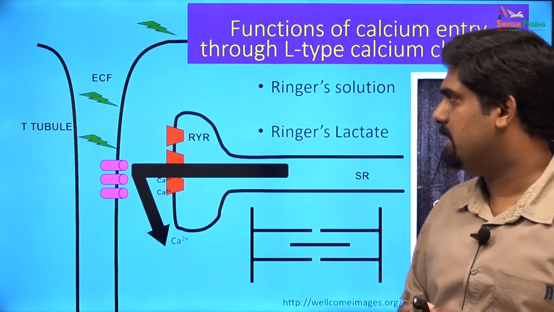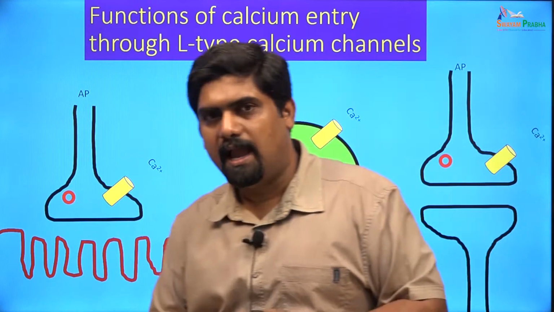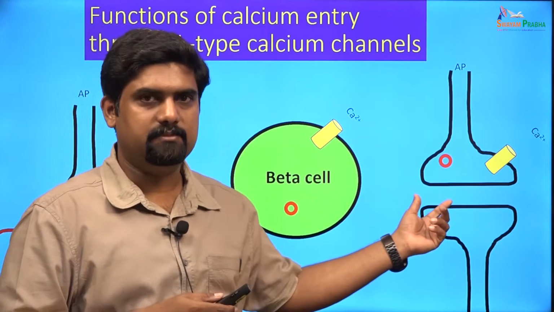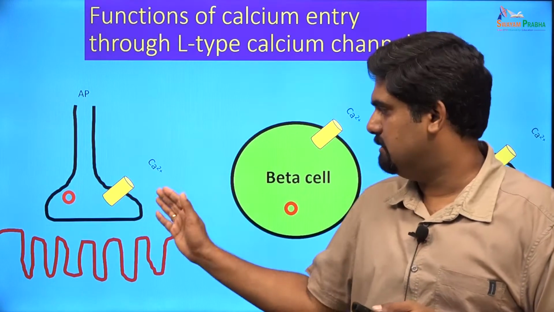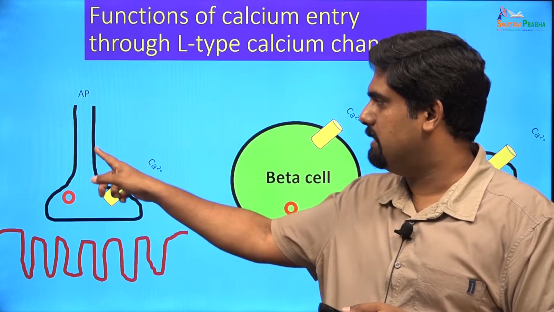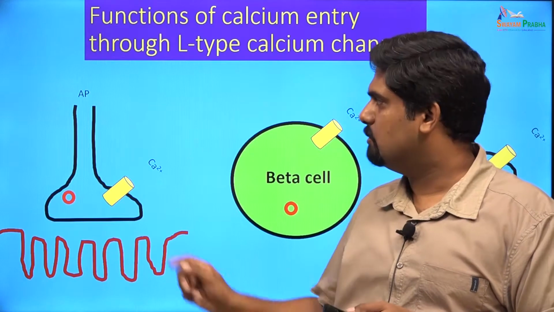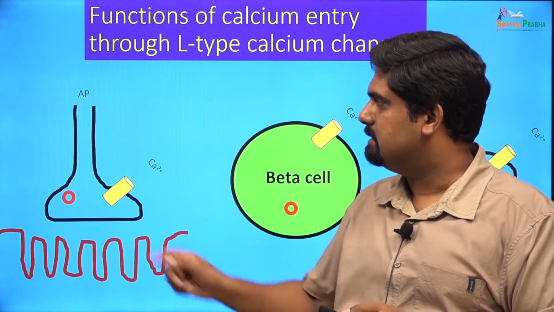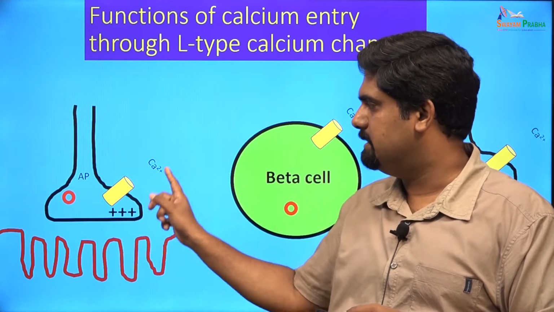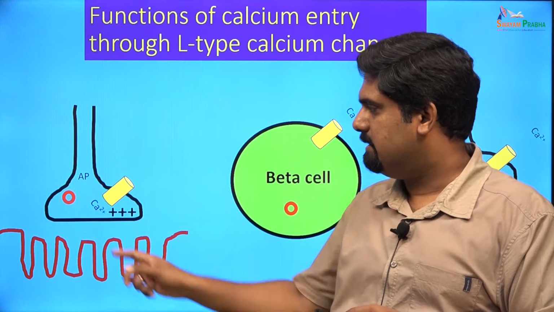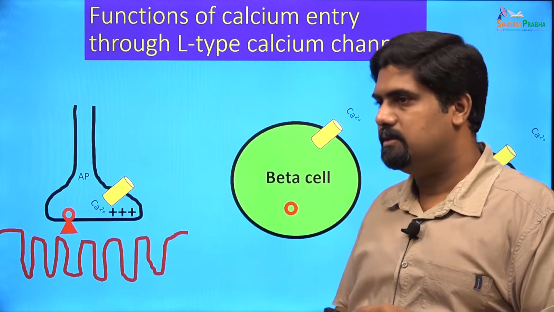Now L-type calcium channels are also present in the neuromuscular junction, in the beta cells, and also in the neuronal synapses. So now let's see what is the function in the neuromuscular junction. So this is the axon terminal, this is the motor end plate. So when the action potential reaches the nerve terminal, there is depolarization of the nerve terminal, leading to the influx of calcium, and there is exocytosis of vesicles containing acetylcholine, and that will lead to the muscle contraction.